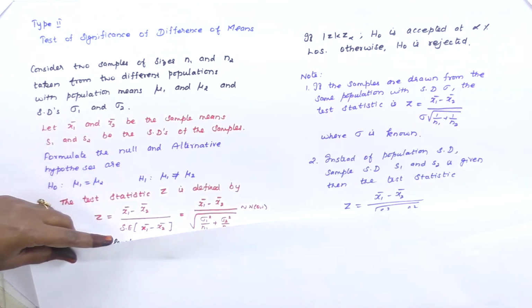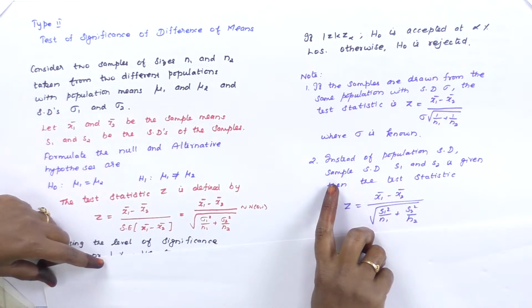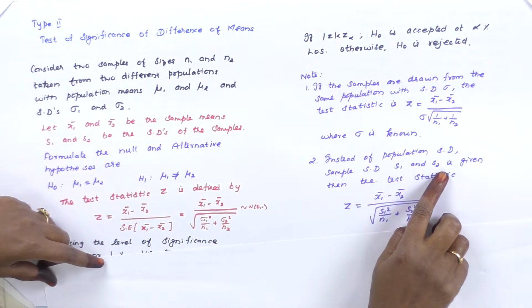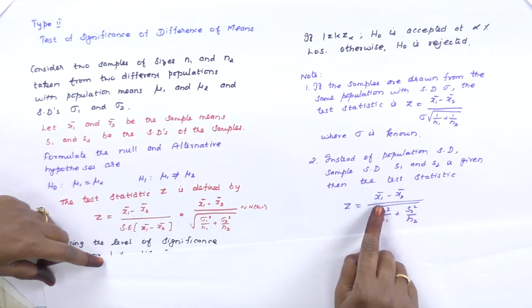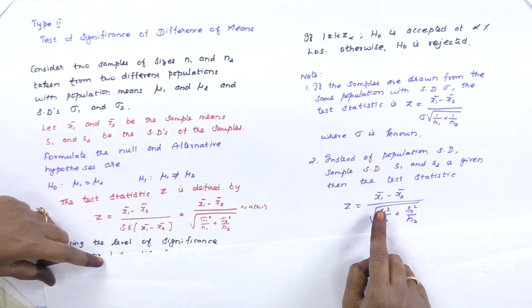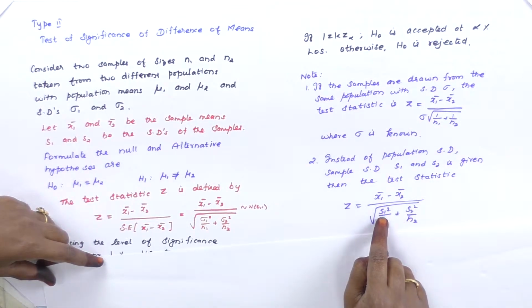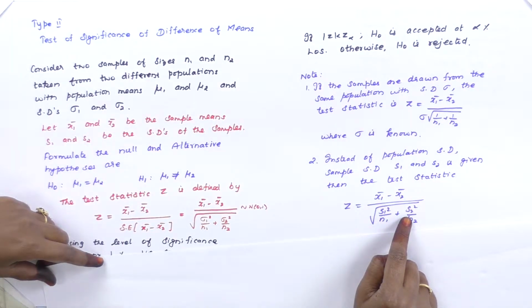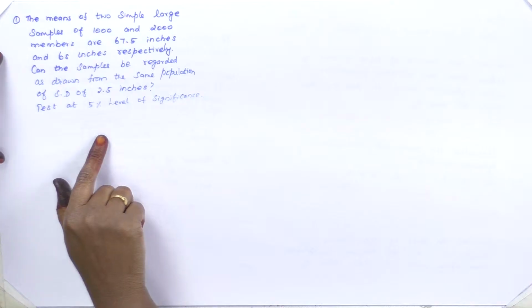If sigma is unknown, we can use the sample standard deviations. That is our second point. Instead of the population standard deviation, we can use the sample standard deviations S1 and S2, if given. Then the test statistic can be written as Z equal to x1 bar minus x2 bar divided by the square root of S1 square by n1 plus S2 square by n2. Here S1 and S2 are the sample standard deviations. If sigma is unknown, we can use this formula. Now we are going to discuss some problems based on the large sample difference between two means.